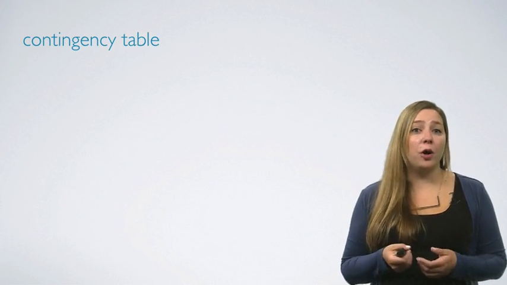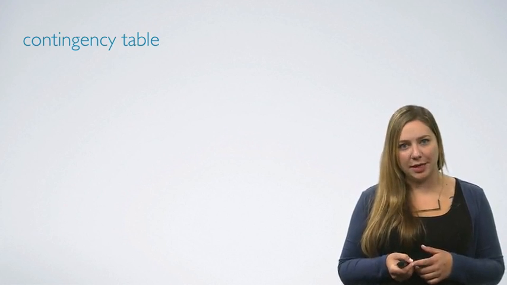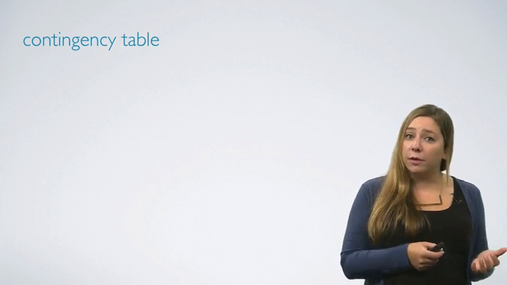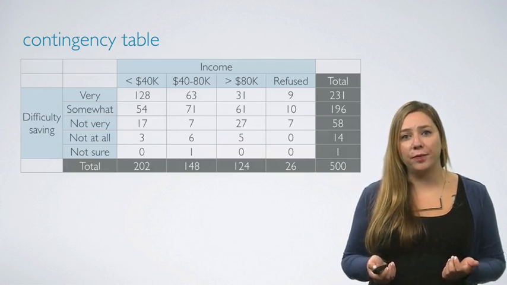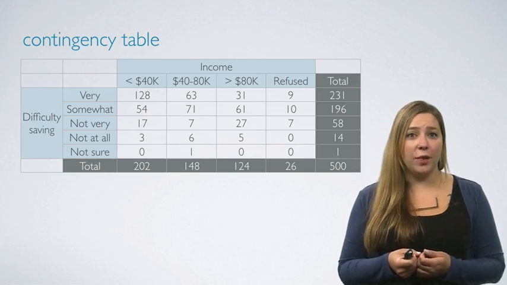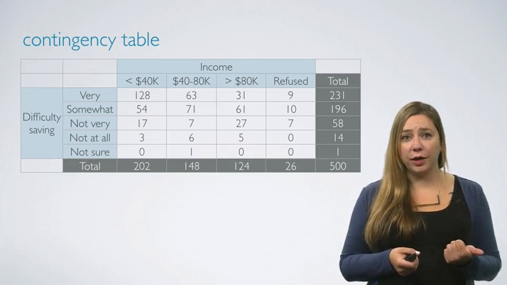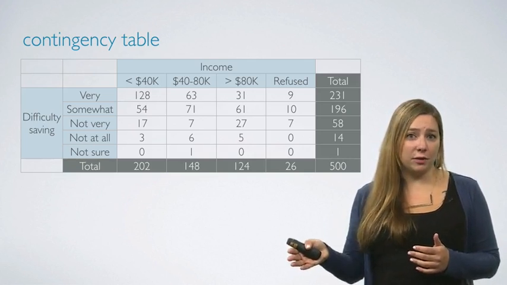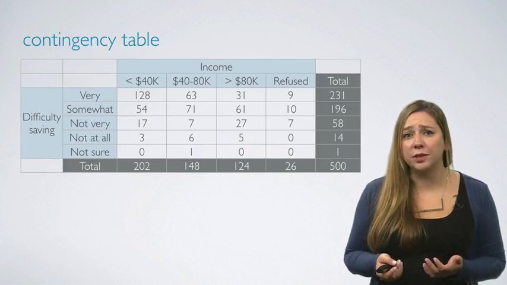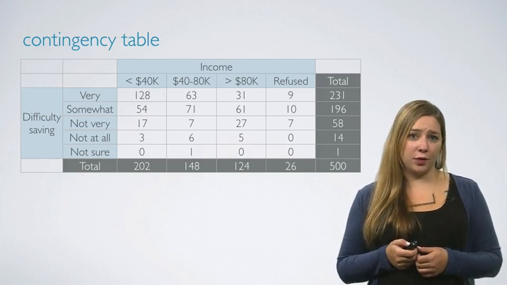The same poll we mentioned earlier also asked how much income each participant makes, and we might wonder whether people think it's difficult or easy to save money is related to their income. To evaluate this, we organize these variables in a contingency table. There are three levels of income we consider: less than $40,000 per year, between $40,000 and $80,000 per year, and more than $80,000 per year. There are also some respondents who refuse to answer this question.